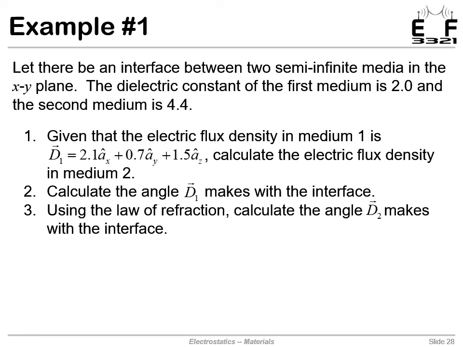So question number 1. If the electric flux density, so that's the D field, in medium 1 is this expression, calculate the electric flux density in medium 2. Then question number 2, what is the angle that D1 makes with the interface? And then question number 3, using the law of refraction, calculate the angle that D2 makes with the interface. So we have 3 questions for this problem. Let's dive into this.